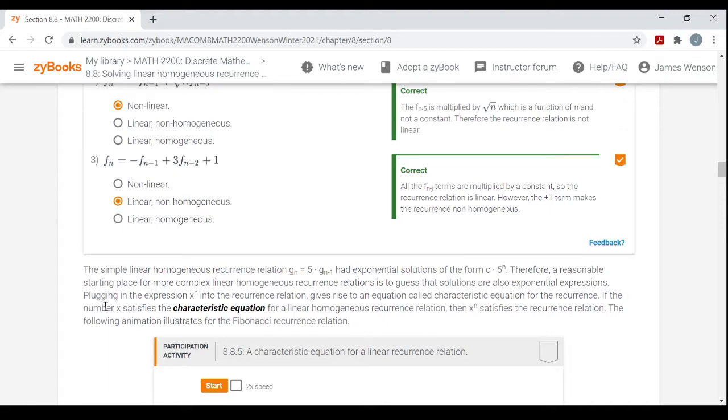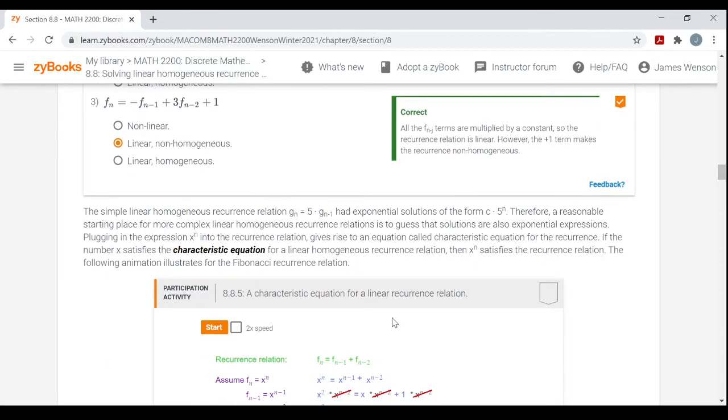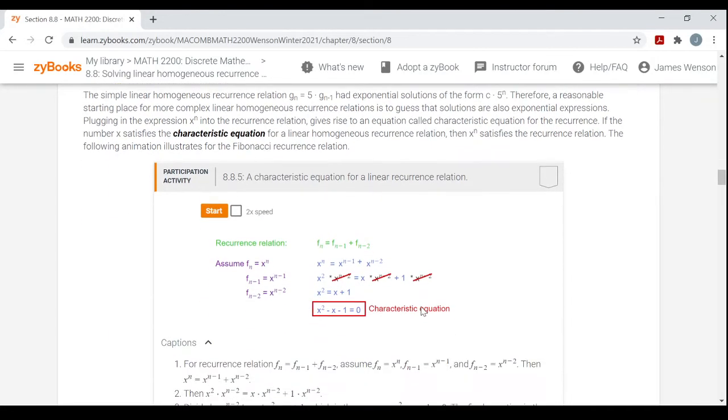And if the number x satisfies the characteristic equation for a linear homogeneous recurrence relation, then x to the n satisfies the recurrence relation. Now they go through an animation here showing you how to find what's called the characteristic equation. I'm actually going to write this out, and we'll get the characteristic equation. It will be a polynomial equation. We'll be able to solve for x: what values of x will give me a kind of solution to the recurrence relation.